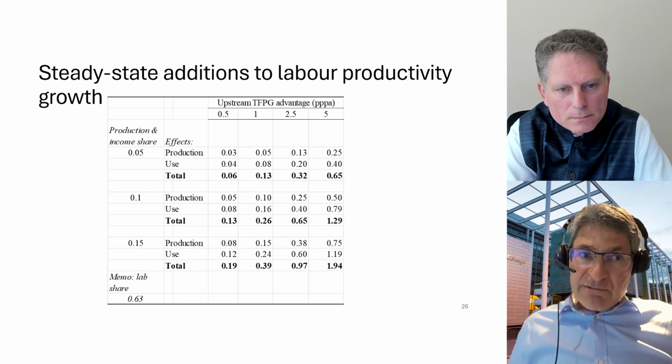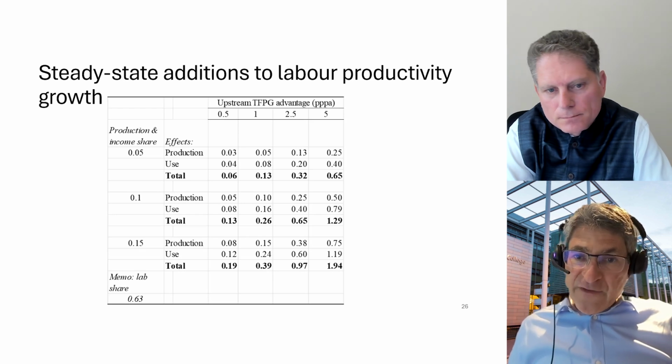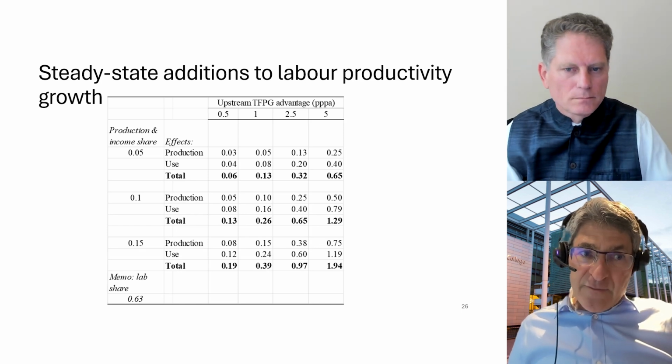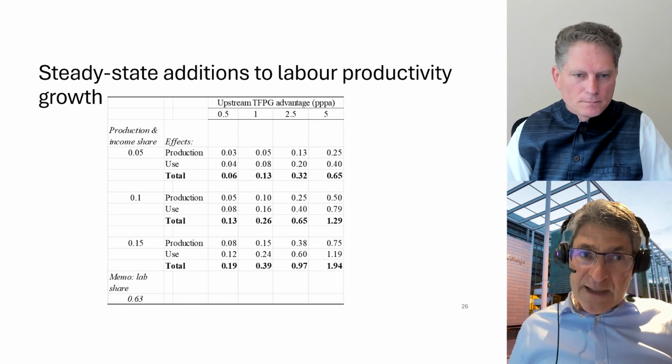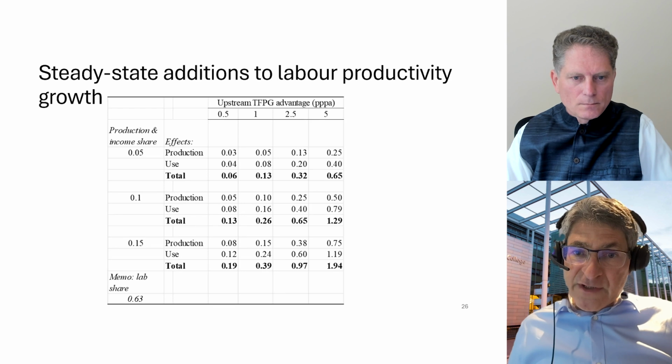So if you think you've got a relatively small sector, the upstream sector, then that's the top row there, a share of GDP of about 5%. Right? If you think it's a bit bigger, then it's about 10%, 0.1. If you think it's even bigger, it's 0.15. And then each number in the table tells you what the steady state productivity advantage is going to be.